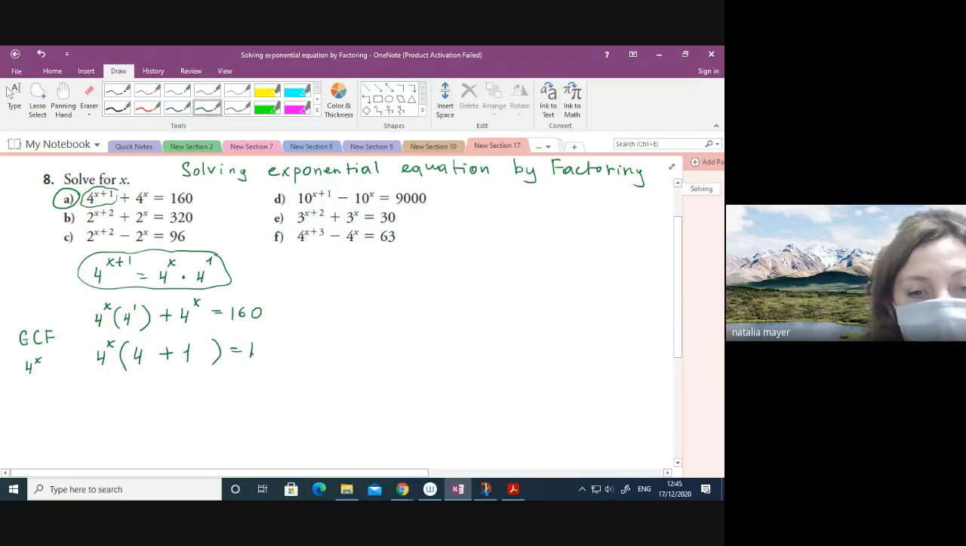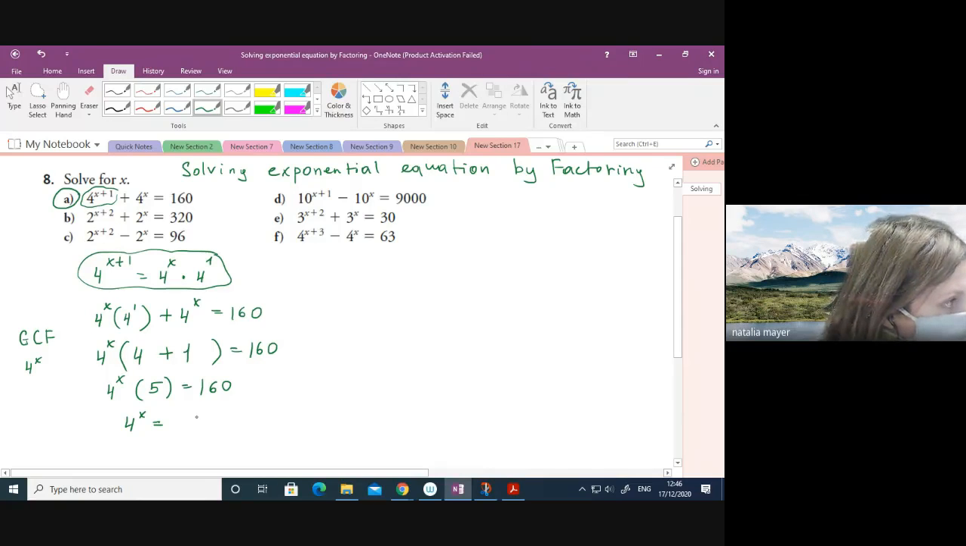Okay? Now, if I simplify the parentheses expression, it will be 5. Now, as you can see, this is a product, right? So I can divide both sides of the equation by 5. So 4 to the power of x is 160 over 5. What is 160 over 5, please? 32.